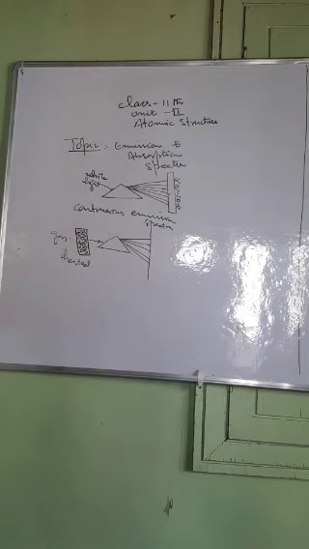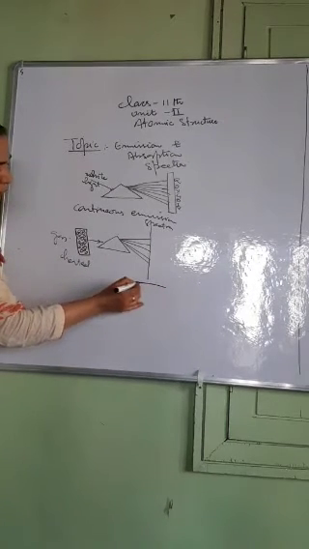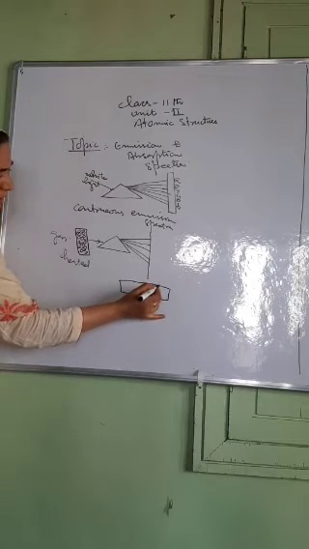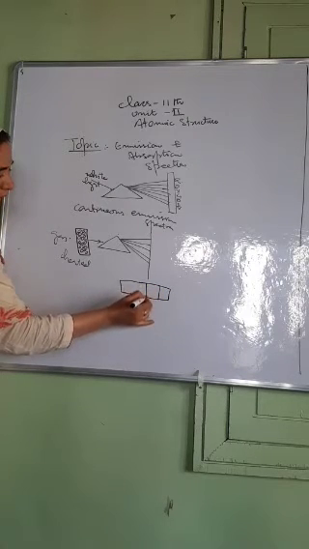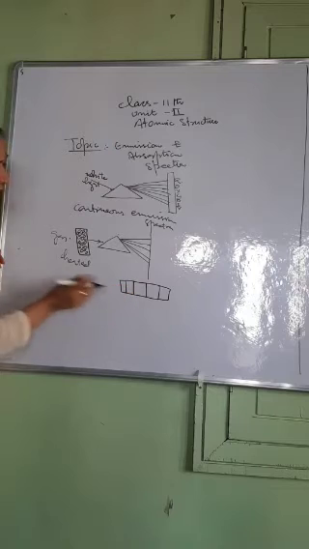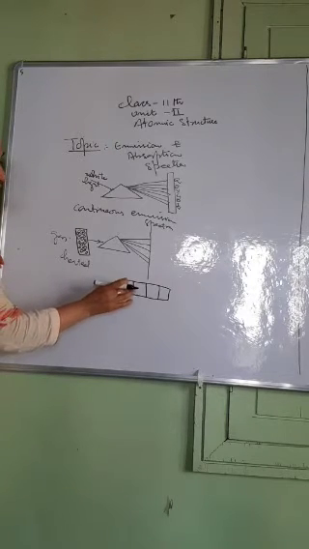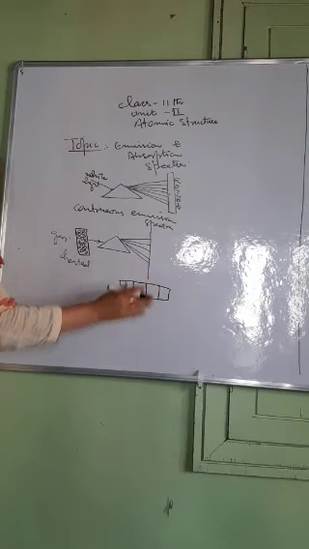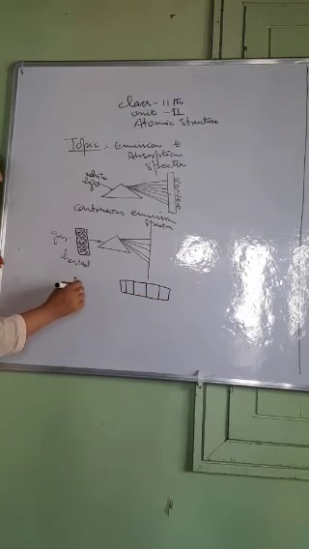Suppose the pattern is obtained here like this. Lines are obtained here separated from each other by the dark bands. So that spectrum obtained is called the line spectrum.